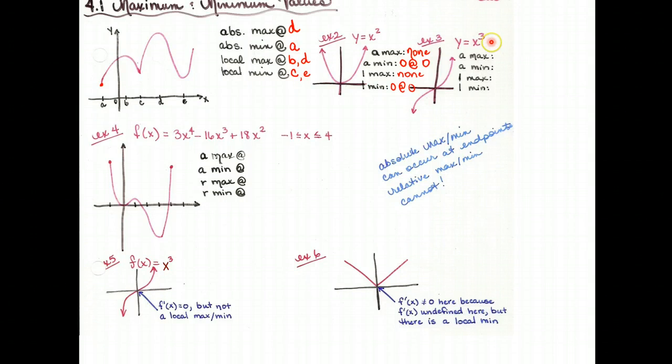All right, look at the next one. We've got y is equal to x cubed. So we've got this cubic function here. So what's the absolute maximum? None. How about absolute minimum? None. Local maximum? None. Local minimum? None. So don't think that you have something wrong if you don't get any at all.